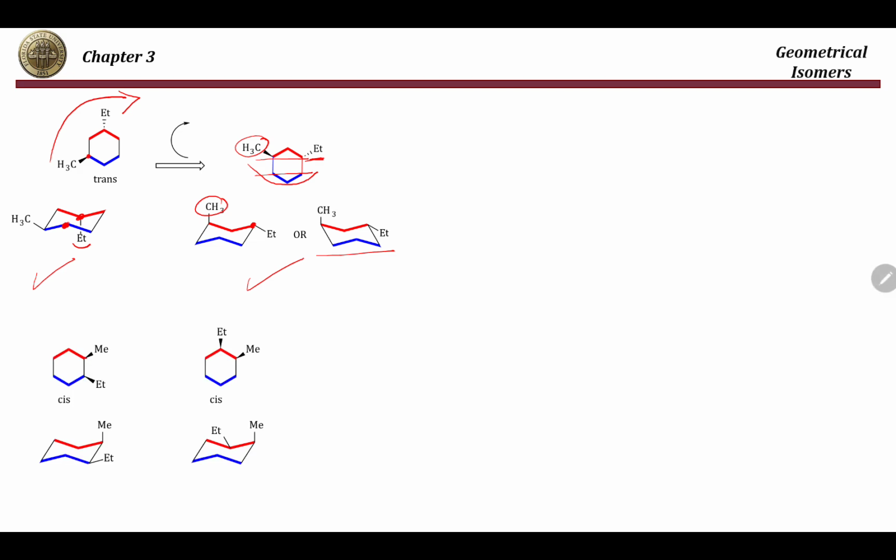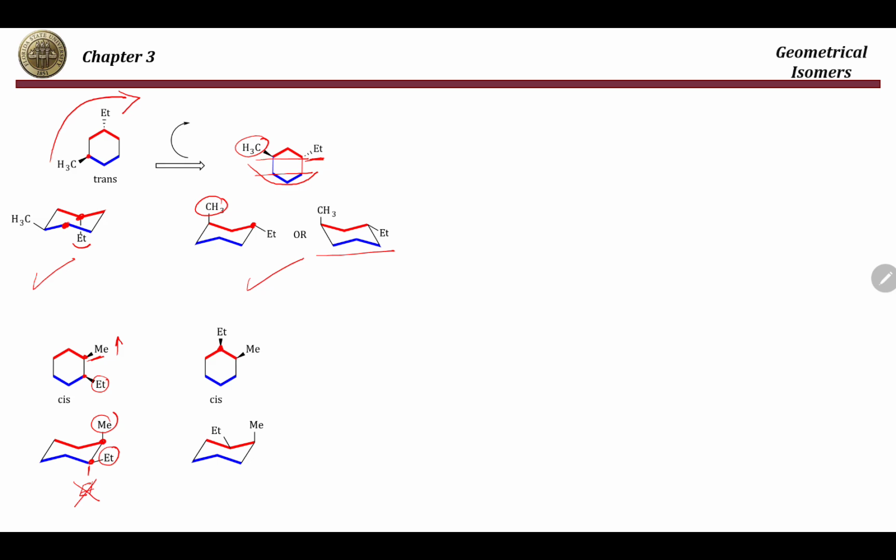Let's say we have a methyl here and ethyl here. This is a cis compound. Those two carbons are those two carbons. Methyl is wedged, so it's pointing up. This is up. Ethyl is also up, so it should be drawn in this way. If you put it at the axial position, ethyl will be down, which is incorrect.